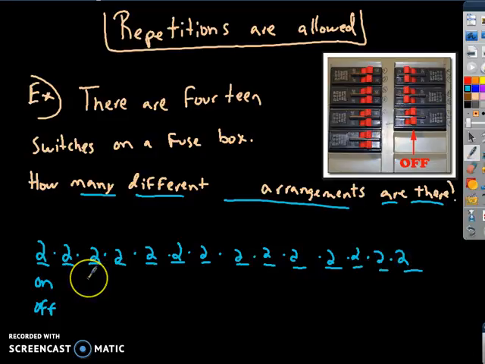So basically 2 times 2 times 2 times 2, 14 times. So basically 2 to the 14th. So technically you leave this as 2 to the 14th. Or you plug in and calculate 2 to the 14th, and you get the value of that. That value is 16,384. So 2 to the 14th power. Anyway, so that's 16,384 ways you can arrange this fuse box.